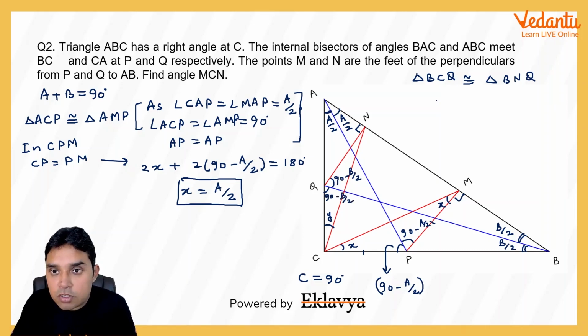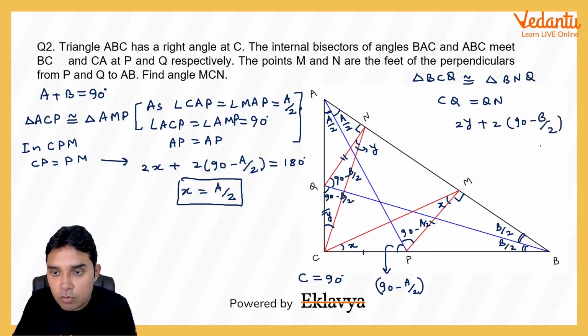Okay, and because these two triangles are congruent, hence this side CQ will be equal to QN, and hence if this angle is y, this angle will also be y. So we can see that 2y plus 2 times (90 minus b by 2) will be equal to 180, and this gives us that y is equal to b by 2.